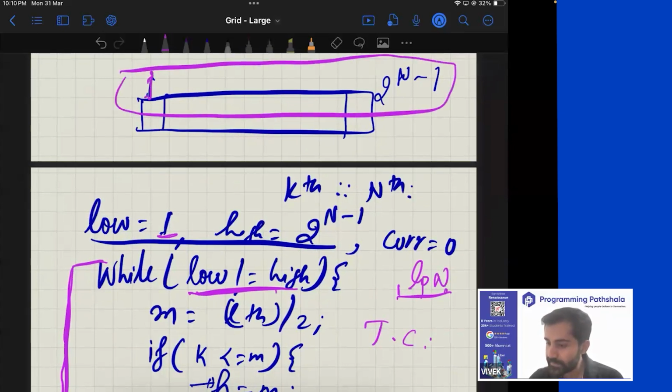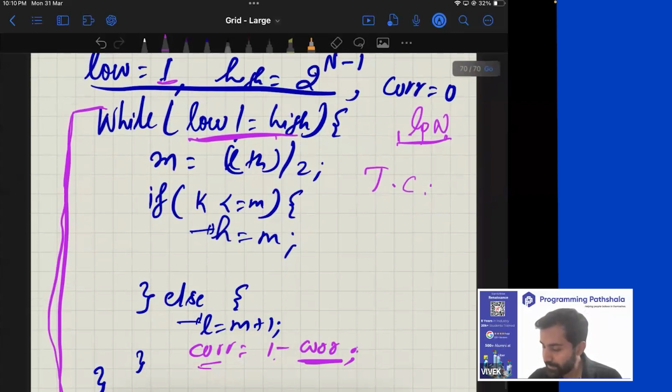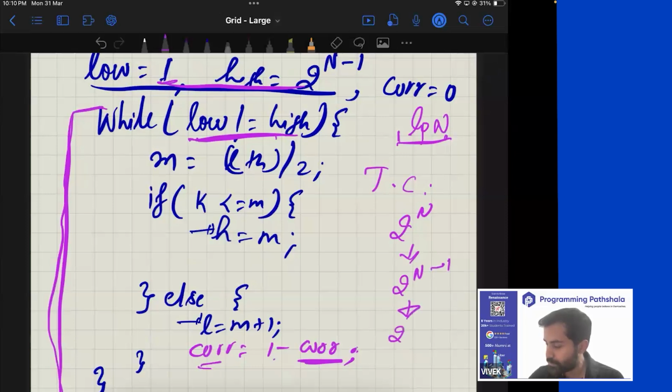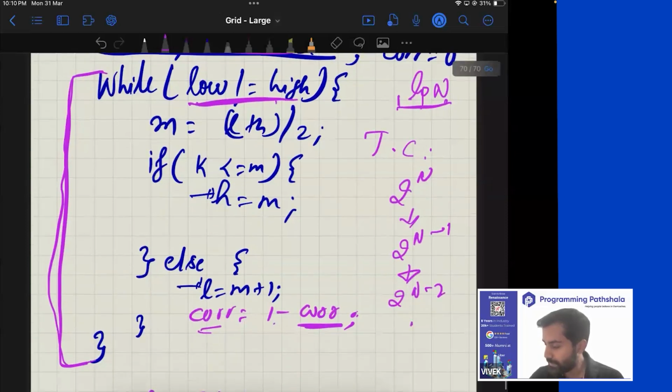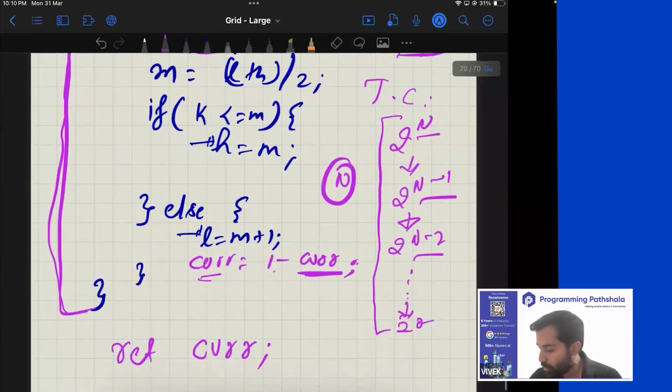The length of this is almost 2 power n, right? So the initial distance between low and high is 2 power n. And then you divide by 2, so it becomes 2 power n minus 1. Then you divide by 2, it becomes 2 power n minus 2. Finally, it becomes 2 power 0, which is 1, where you terminate. So how many steps are there? They are not log n steps. The number of steps is n. Your answer is log of 2 power n.